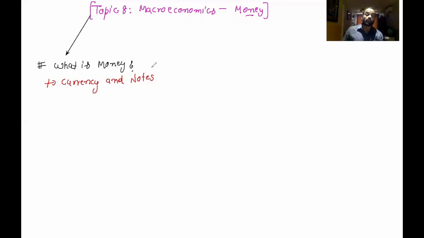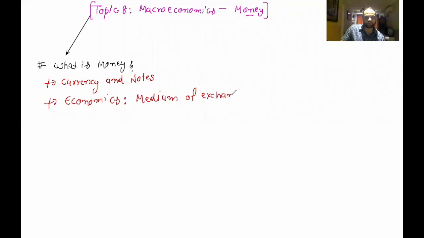But this is the very simple meaning of money that we use in our daily life. From an economics point of view, it has a different meaning. From an economics point of view, money means a medium of exchange and a measure of value. This is the meaning of money.